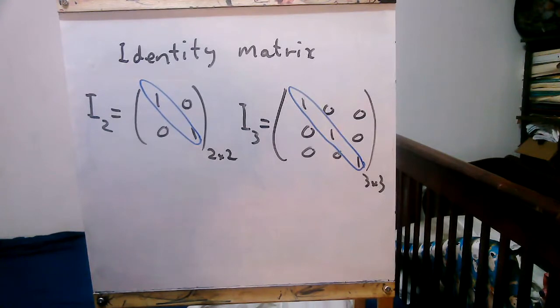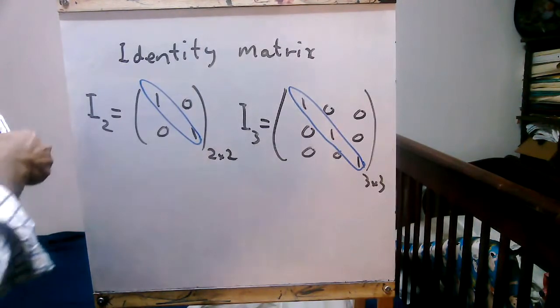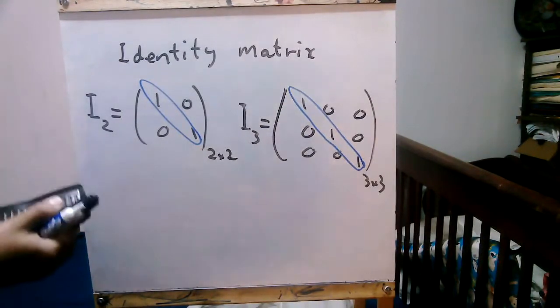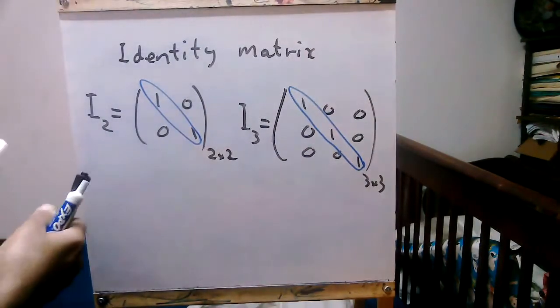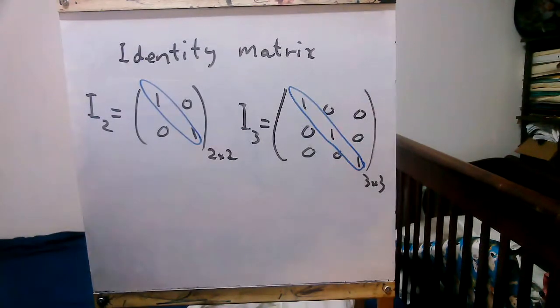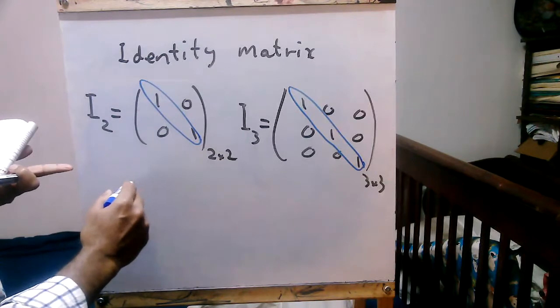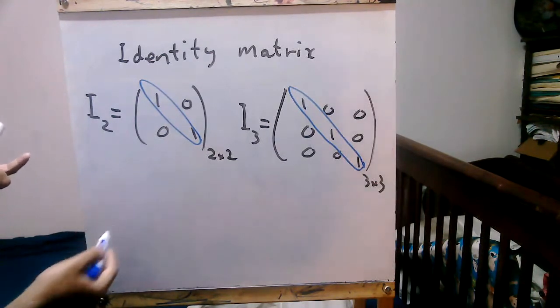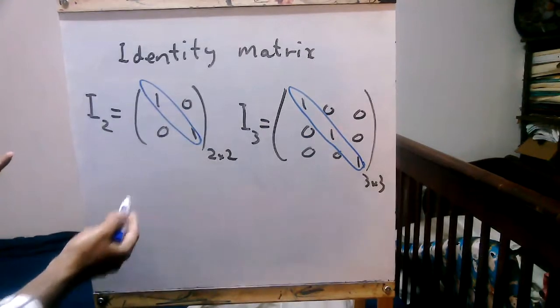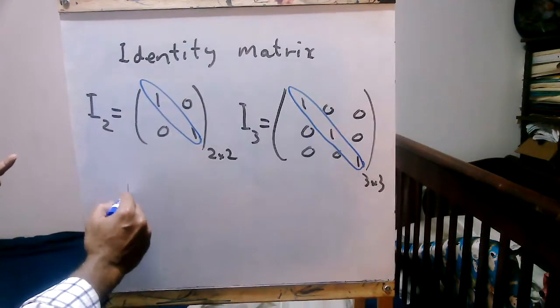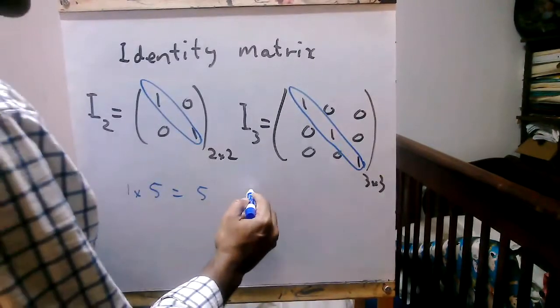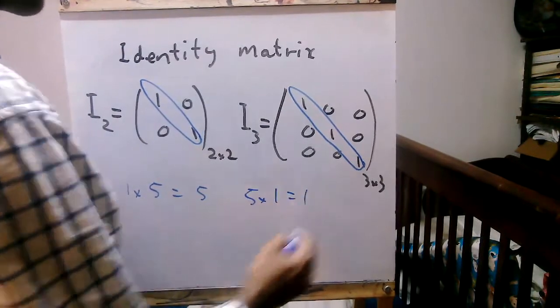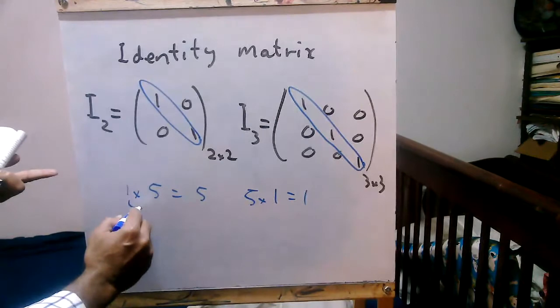Then inverse matrix. Once we get identity matrix, it is like identity element. If you remember, identity element with multiplication is 1, means 1 times anything is the same thing. 1 times 5 equal to 5. Also we know 5 times 1 equal to 5. Here 1 is called identity element.